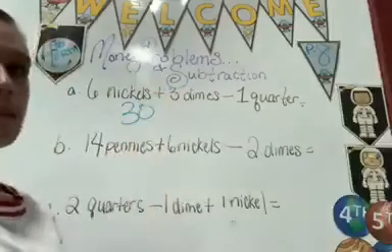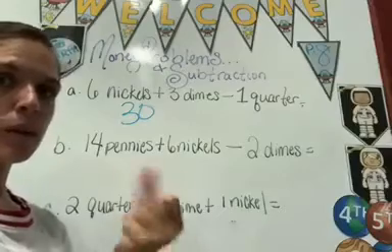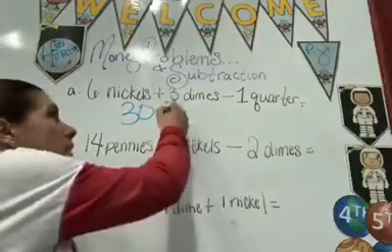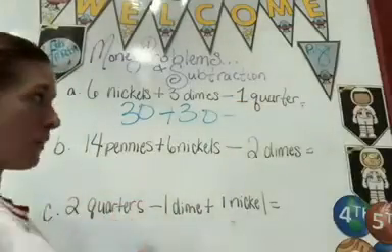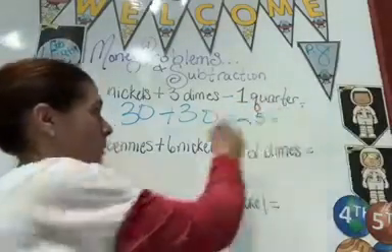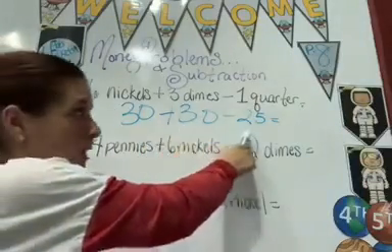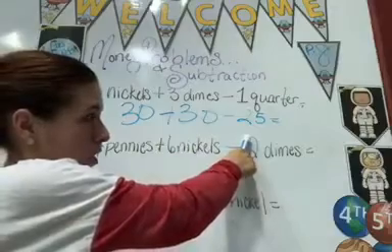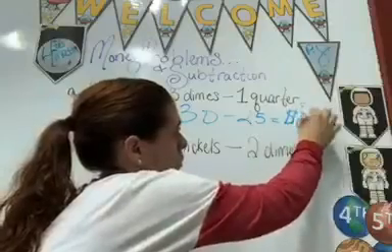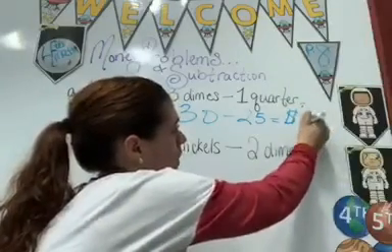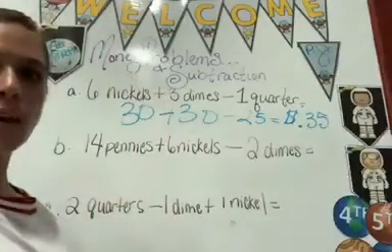Then 3 dimes. How much is a dime? 10, so 3 times 10 is what? Quick, quick, quick. 30. Okay, then we have minus 1 quarter. How much is a quarter? 25. Okay, here we go. So we have 30 plus 30 is 60. 60 minus 25 is 35. So then we can put 35 cents. Okay, you can write it just like that.